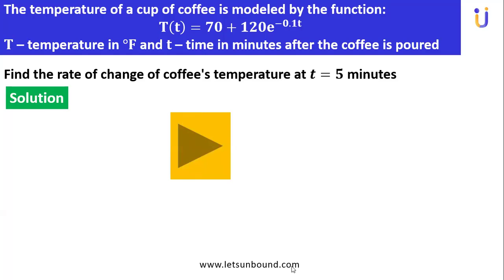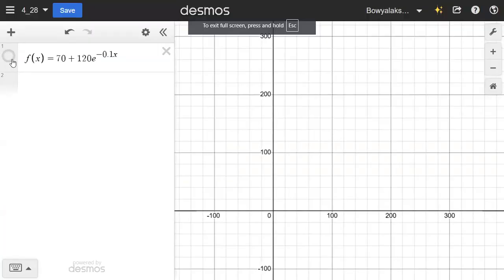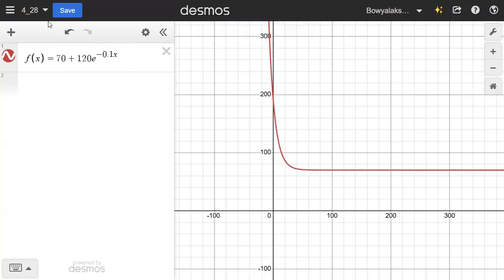I'm sharing the Desmos screen to you. Okay. First, you give your function. This is my function. Actually, they give it in T of t form. T means f here, and you just use the variable convention, okay? So this is my f of x.